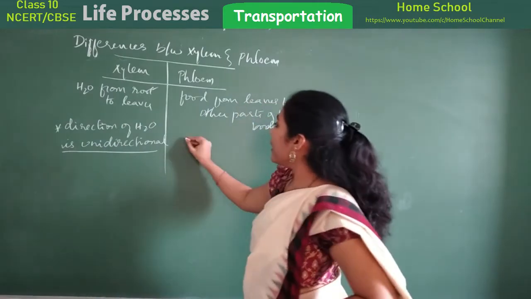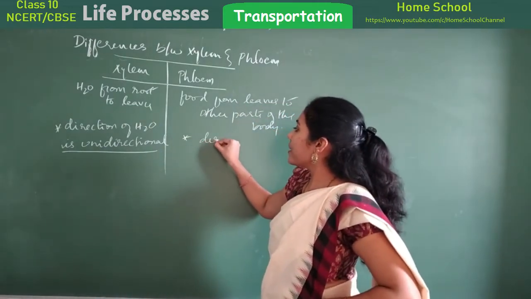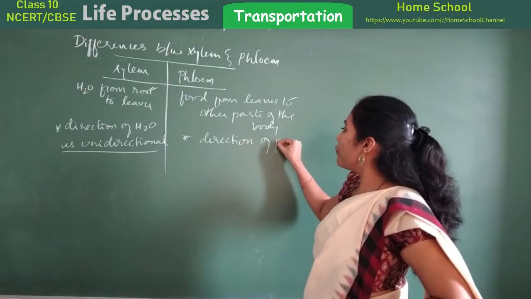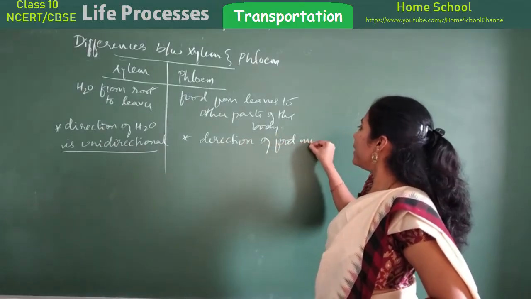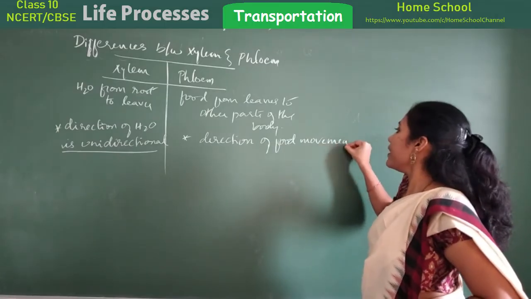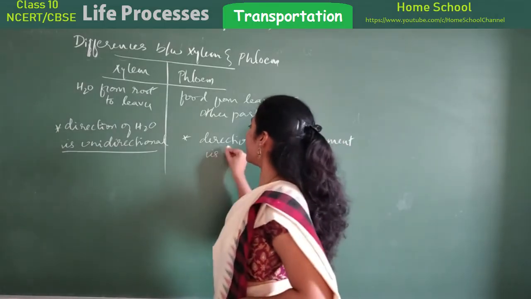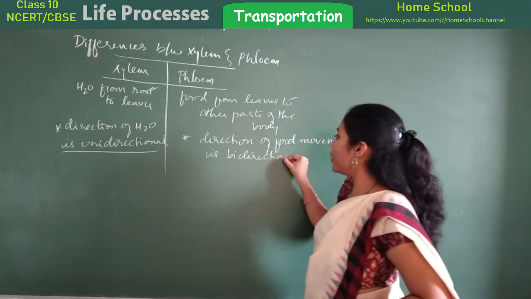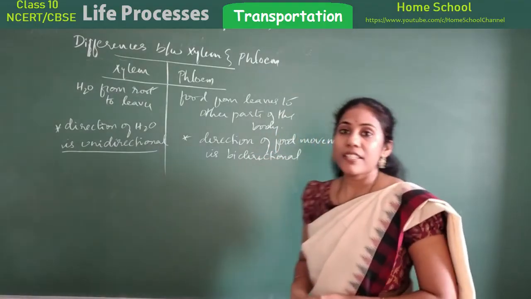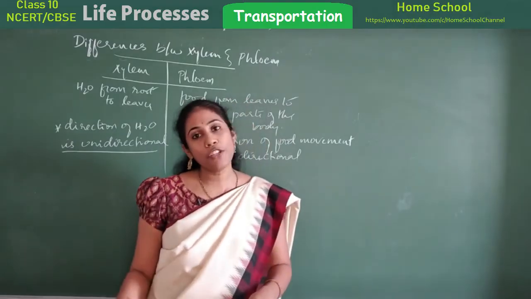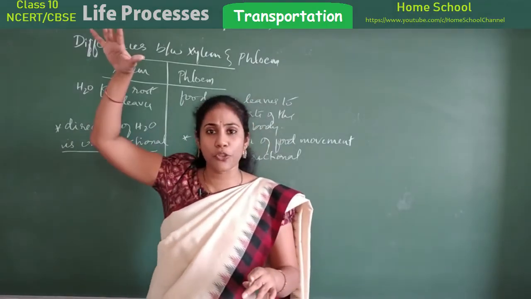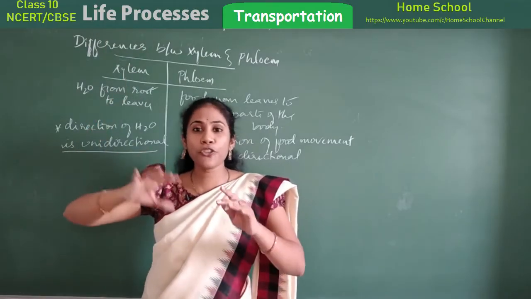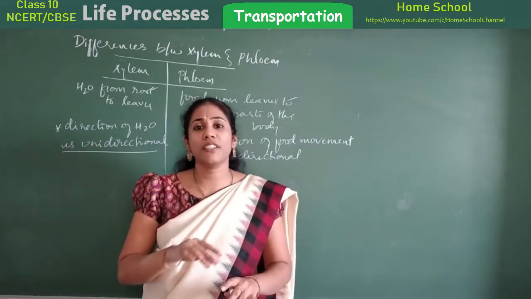But here the direction of food movement is bidirectional. What do you mean by bidirectional? See, the food has to go to the roots also and the food has to go to the shoot also. Yes or no? The upper body parts of the plant. So food should go in almost all the directions.